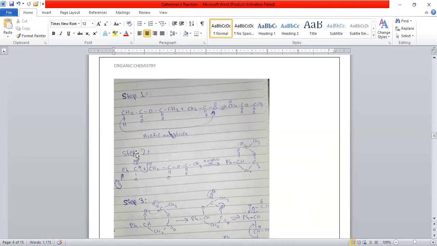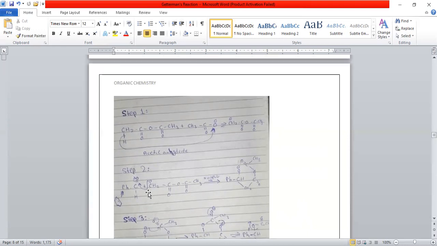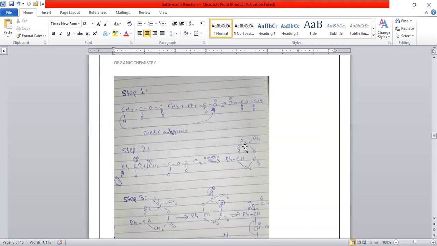Moving towards step two, it is a nucleophilic addition reaction. This carbonyl compound reacts with the other substituent, in which the negative charge on the carbon attacks the carbon, and the double bond between the carbon and oxygen breaks and shifts onto the oxygen due to the higher electronegativity of the oxygen. These pairs are retained on the benzene. By this we get this structure, and the nucleophilic addition reaction takes place.